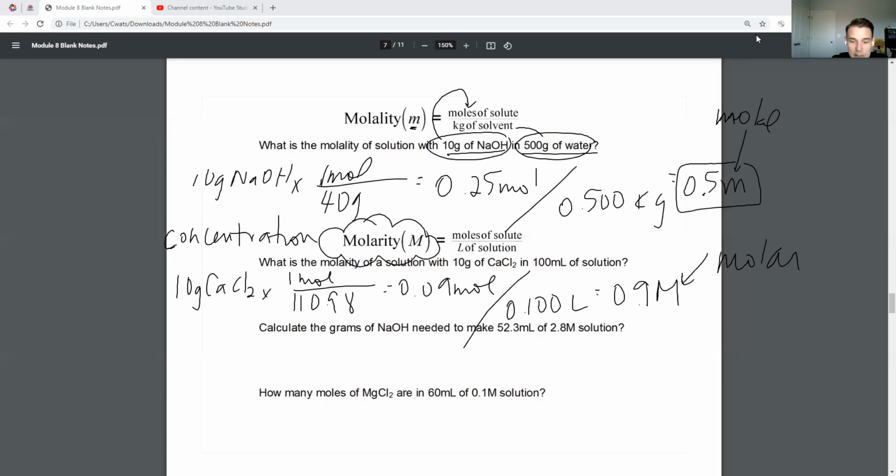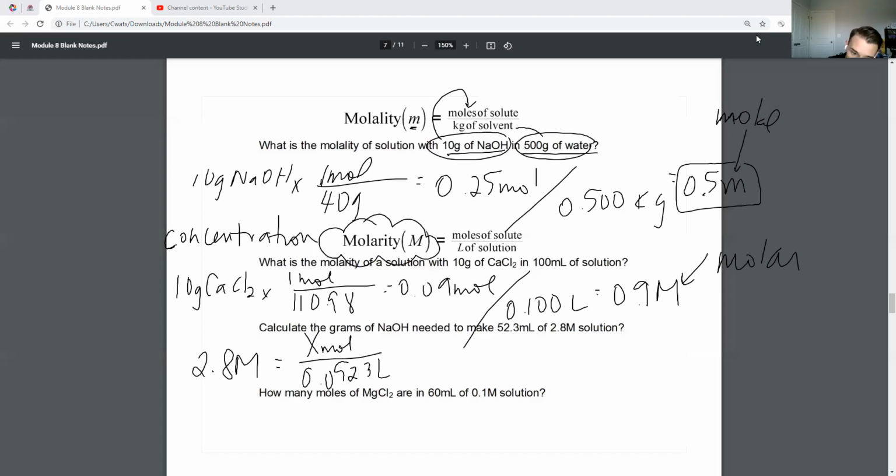This next question is what you would do if you were trying to make a solution. So if you wanted to make 52.3 milliliters of a 2.8 molar sodium hydroxide solution, you would have to do this in order to determine how much to measure out. Okay, so we'll just plug in what we know into our molarity equation. 2.8 molar is equal to X moles divided by 0.0523 liters. Again, the bottom has to be liters, the top is moles.